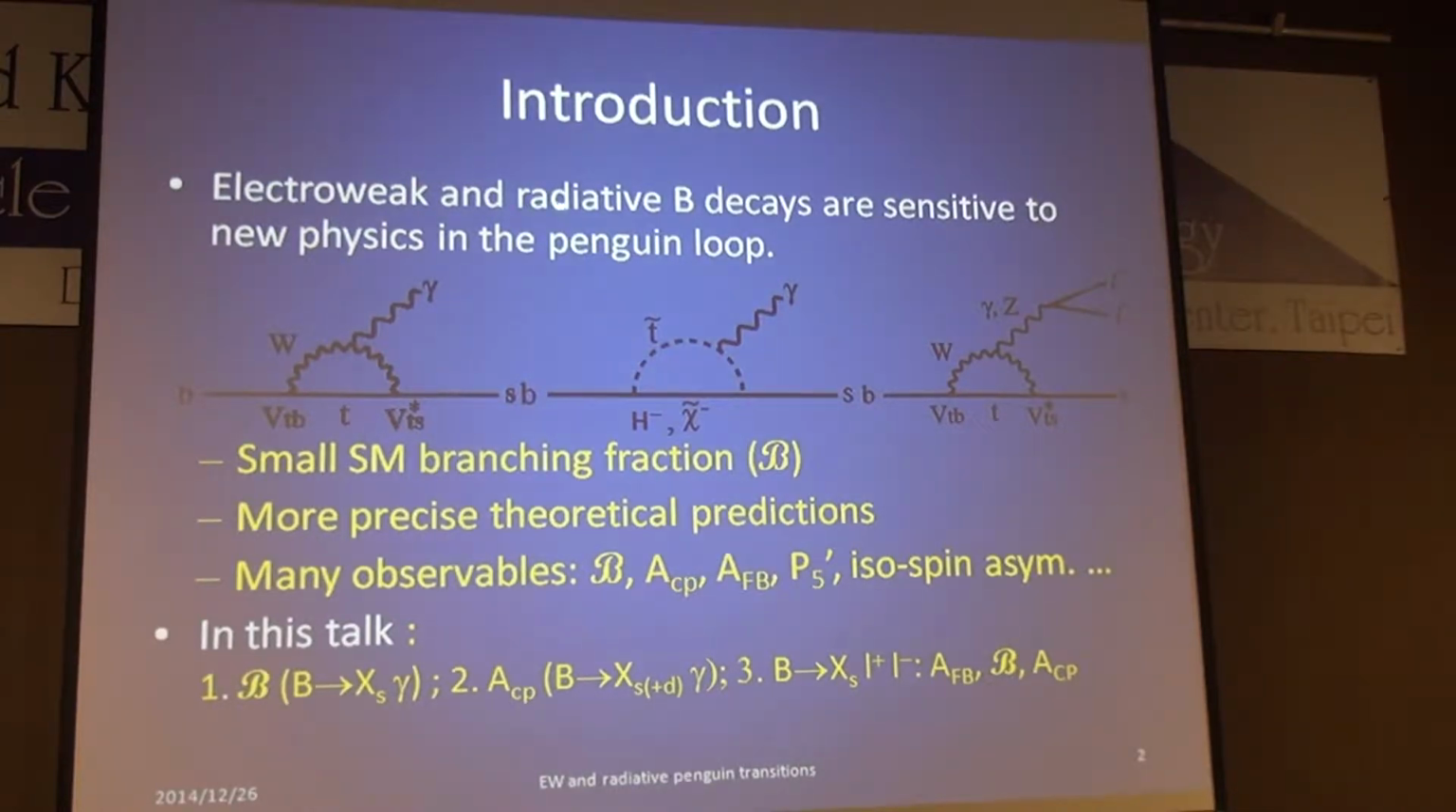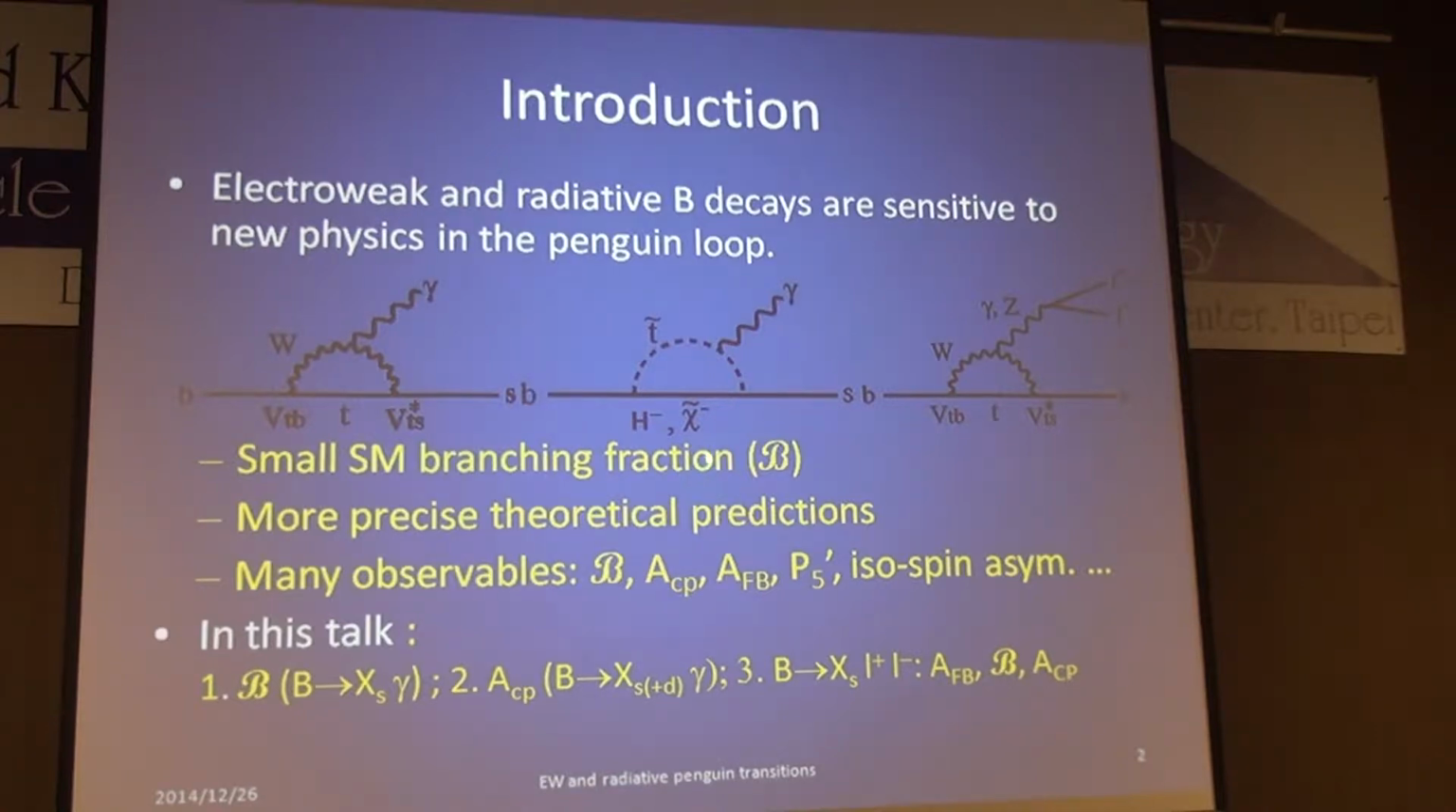The electroweak and radiative B decays are sensitive to new physics in the penguin loop. For instance, in these radiative penguins, maybe there's some contribution from the charged Higgs or some axion-like charge in the loop, which may enhance or reduce the branching fractions. And since these radiative B decays are charmless, the standard model predicted branching fraction is relatively small. Therefore, if there's some new physics with a relatively strong strength there, we may be able to see it in this case.